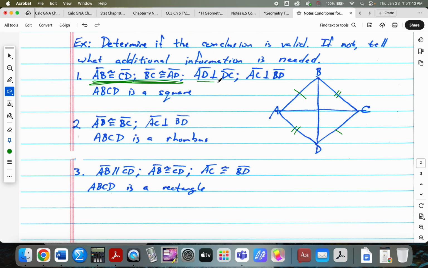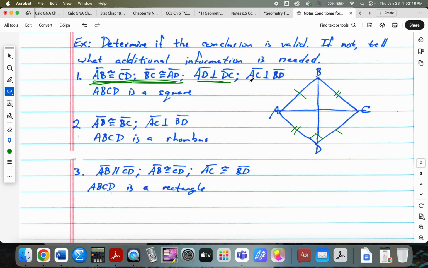Then it tells you that AD is perpendicular to DC. That's a right angle. If it's a parallelogram that's got a right angle, what does it have to be? Square? Nope. Look back at your notes. It's got to be a rectangle. It absolutely has to be a rectangle. If it's a parallelogram and it's got a right angle, it's got to be a rectangle.